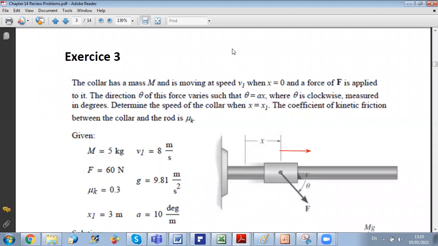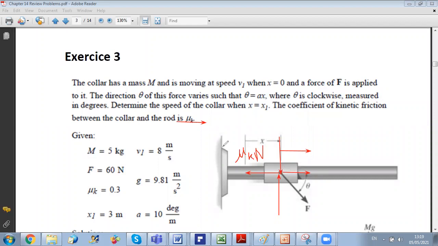Okay, so here, for example, you have a collar that is moving along x. The forces acting on the collar are the weight, the normal, force F, and the friction. Since they gave you the kinetic friction coefficient, this means that you have friction between the collar and the rod. And this friction is equal to mu k times n. And in order to get the friction, you need to get n. To get n, you just have to apply Newton's law along y.